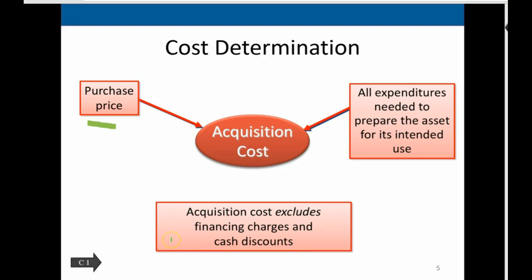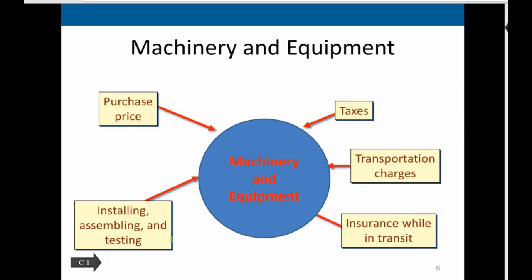Acquisition costs exclude financing charges, so if it's a financing charge, it's not going to be included in the cost. So let's talk about that example in terms of machinery and equipment. If we buy machinery and equipment, again, of course, the purchase price would be there.